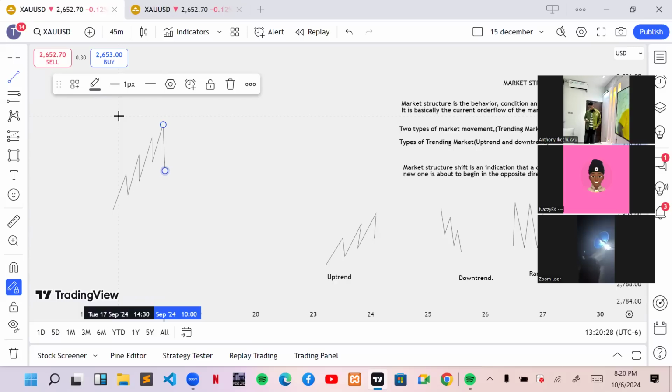The previous trend that the market was on would not be maintained. Now it's an indication that this is no longer an uptrend, but the market is now turning into a downtrend. So if you were taking buys previously and you witness a market structure shift, what you should be looking out for is now sells. This shift right here is an indication that the current uptrend is about to end and the new trend, which is a downtrend, is about to begin. So it's an indication that the current trend is about to change and a new one is about to begin in the opposite direction.